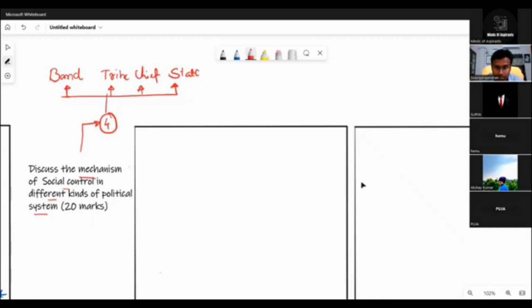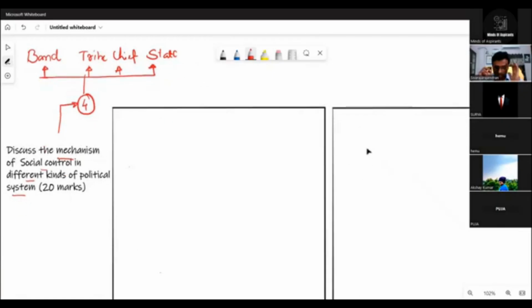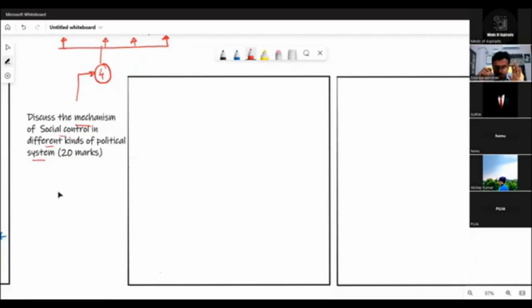Yesterday, I corrected everyone's paper. Kirtana, for example: discuss the mechanism of social control in different kinds of political system. First itself, social control. What is social control? This is what they are asking. That is the beauty of answer writing: looking at the question and understanding what it demands. We'll look at how you write an anthropology answer, as people have a lot of confusion about that.